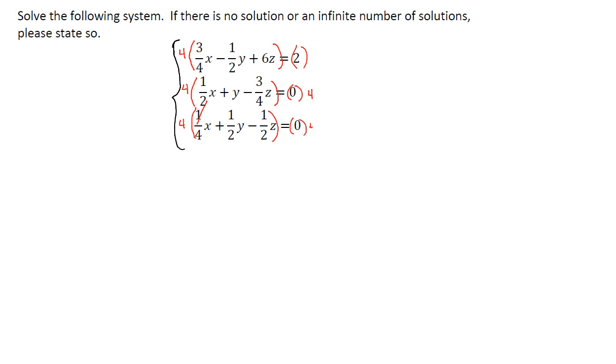So I'll just distribute the 4's through here. And it gives me the following system of equations. When I distribute that 4 on that first one, I'll have 3x minus 2y plus 24z is equal to 4 times that 2. Oops, I forgot to write the 4 there. 4 times that 2 is 8. The next equation, when I distribute the 4, you get 2x, you get a 4y, and you get a negative 3z. And that's equal to 4 times 0, which is just 0.